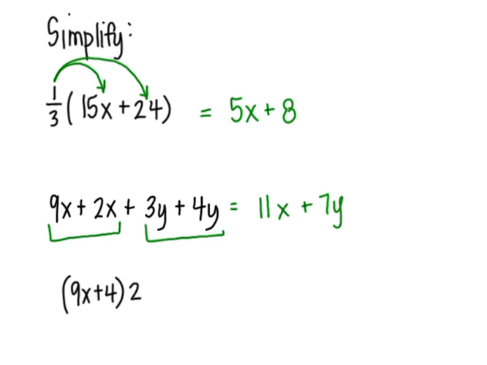The last problem is parentheses 9x plus 4 times 2. It does not matter if your number is in front of the parentheses or behind the parentheses, the distributive property still holds. So I'm going to take this 2 and multiply it times 9x, and I'm also going to multiply it times 4. So this would give me 18x plus 8.